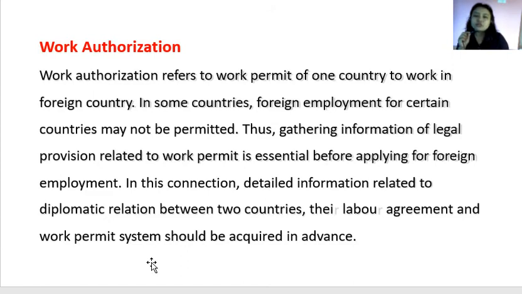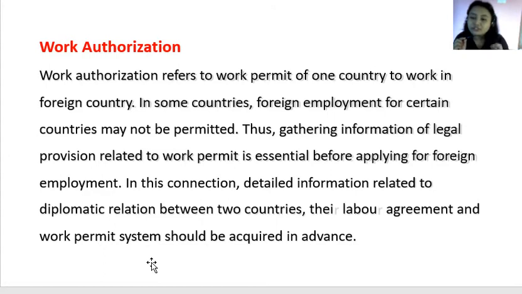Okay, next one is the work authorization. Now, what does work authorization mean? Work authorization refers to the work permit of one country to work in a foreign country. It is the permission given to work in a foreign country. That means if you want to go to a foreign country, then you have to get the work permission to work in that foreign country. Without this work permit, it won't be legal.